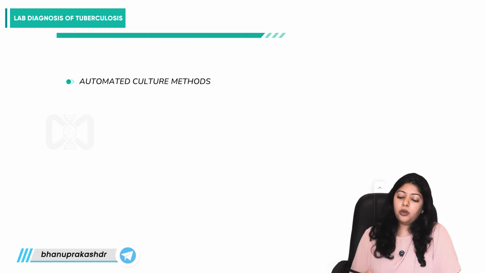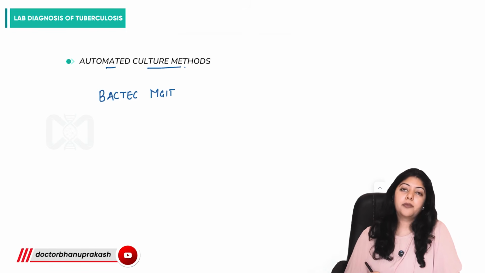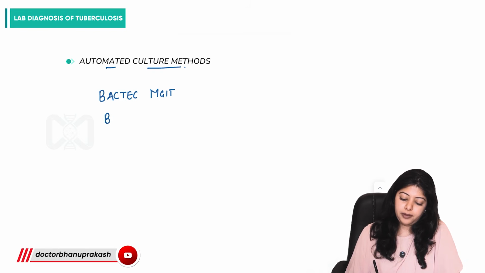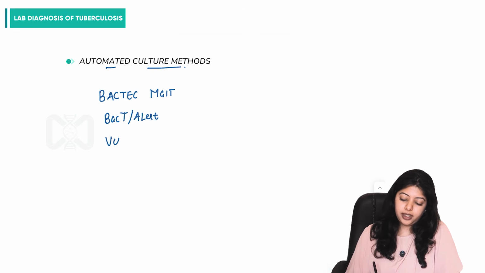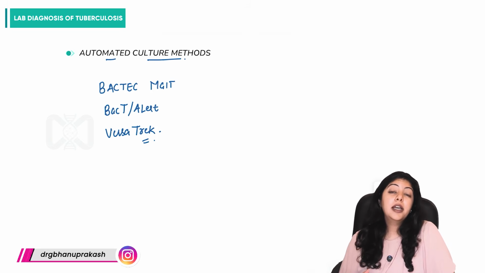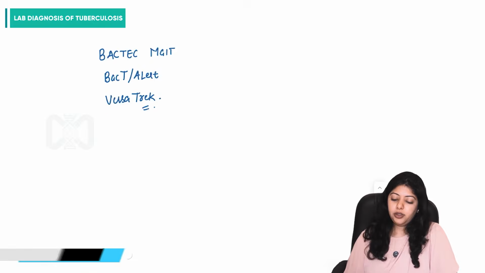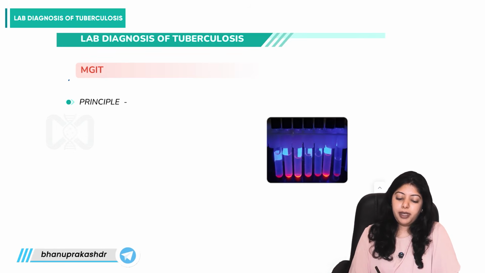So now let us talk about the automated culture methods. So firstly we have the very famous MGIT, followed by TEL. So these methods are not just detecting the growth of mycobacteria, but some of them also detect resistance to any particular anti-tubercular drug, right? So let us first discuss the MGIT.